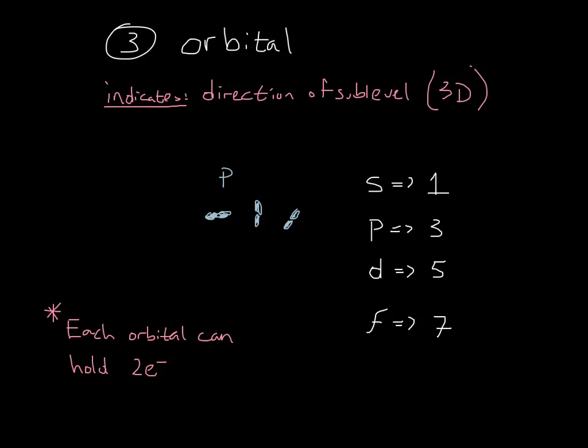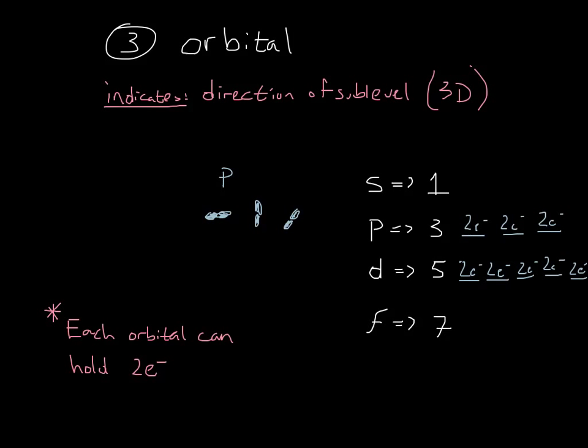And so if it has itself 3 different P's, and each one can hold 2 electrons, that means the maximum capacity of the P is going to be 6. So P can hold a total of 6 electrons, 2 in each. The D sublevel has 5 different orbitals, and each one can hold 2 electrons. That means the maximum capacity of the D is what? 10. And then the maximum capacity of the F, if there is 7 orbitals within the F and each one can hold 2, that means the maximum capacity of the F is 14.